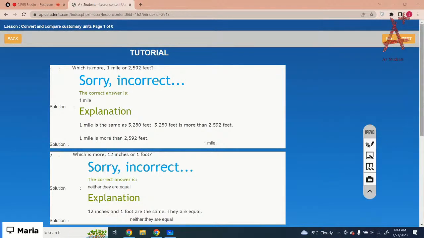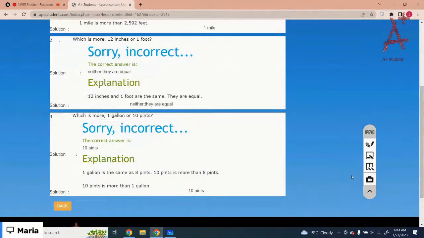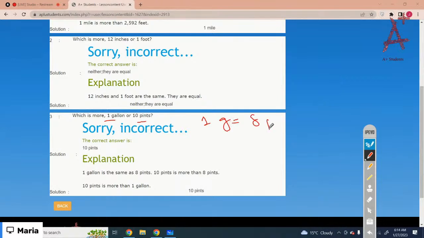Okay, the next example is which is more, 1 gallon or 10 pints? In 1 gallon we have 8 pints. So which is more? Obviously 10 pints is more than 1 gallon. Got it? Okay, let's just start with the test questions.